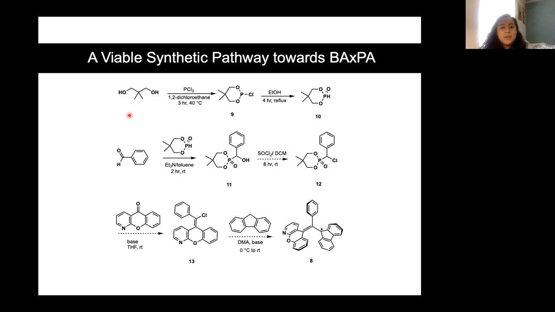So I treated neopentyl glycol with PCl3, got compound 9. I treated that with ethanol and a 4-hour reflux and got compound 10. I treated compound 10 with benzaldehyde, reacted it with triethylamine and toluene for 2 hours to get compound 11, which was a white residue after purification. I stopped here, and I am hoping that once this project is picked up and some lucky individual takes it on and goes far away with it, they will be able to get BAxPA or compound 8.